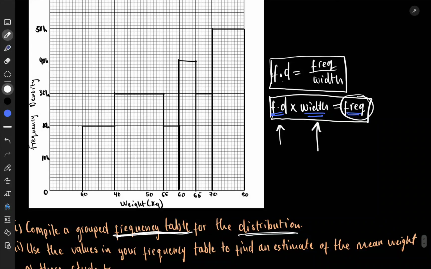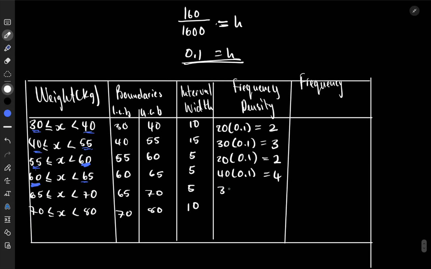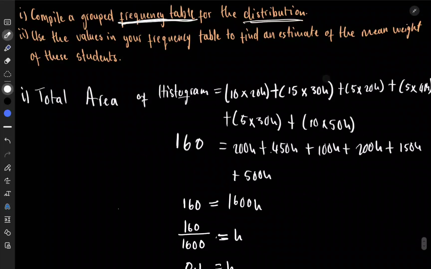Then the fifth one is on 30, sixth one on 50. So it'll be 30 by 0.1. Then here it will be 50 by 0.1. So 30 gives me 3, and 50 gives me 5. Now, what is frequency? Here it is.